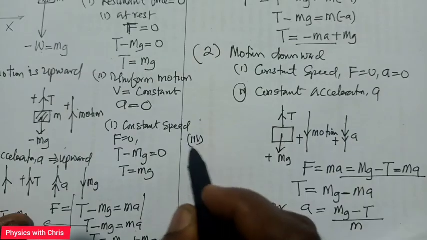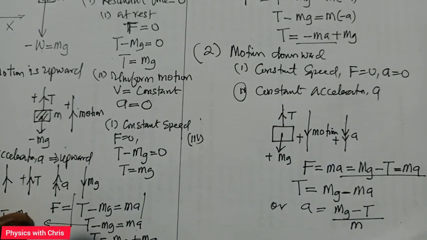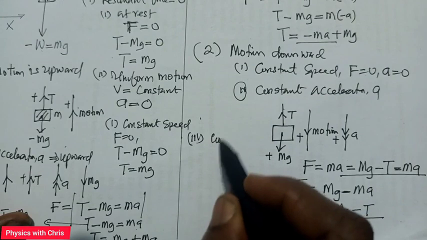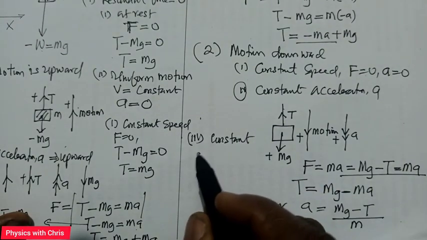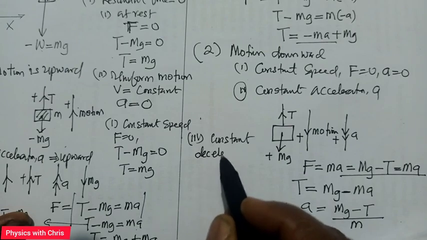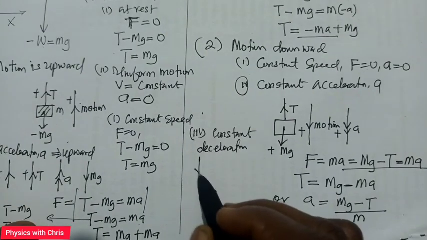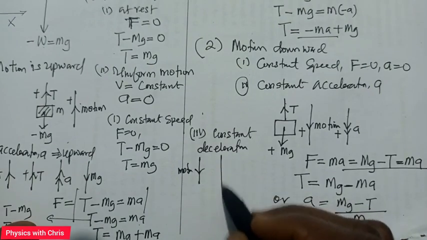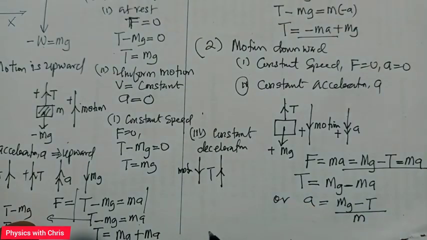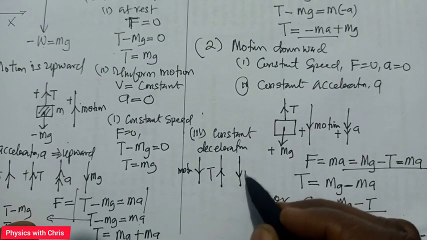Okay, case 3: how about when the body decelerates? It moves downward with a constant deceleration. So the acceleration of the body is now, okay, that's the direction of motion, downward. The tension in the string is acting upward. The weight of the body is acting downward.